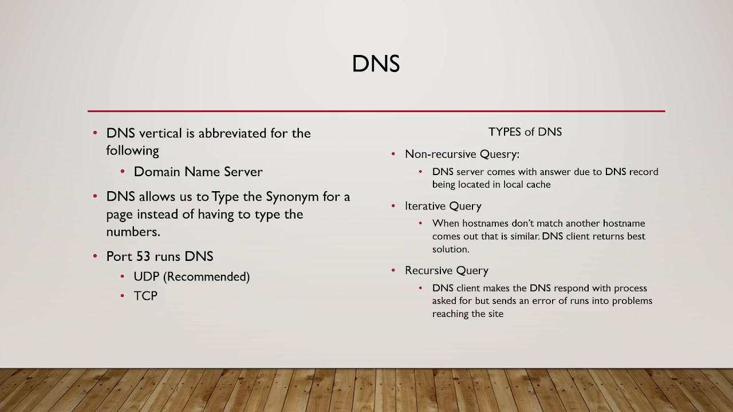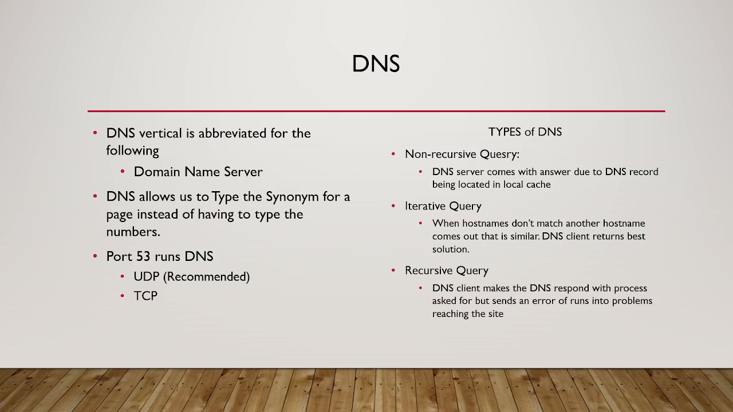We have an iterative query, which is when host names don't match another host name, and a host name comes out that is similar. It matches the best, and the DNS client returns the best solution. And then lastly, you have recursive query, which is when the DNS client makes the DNS server respond with the process asked for, but sends an error if it runs into a problem reaching the site.